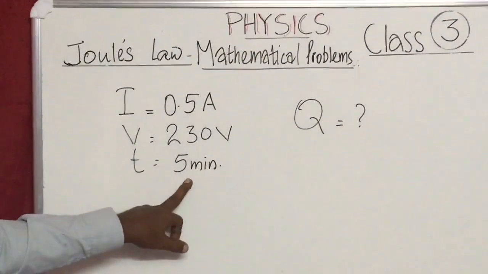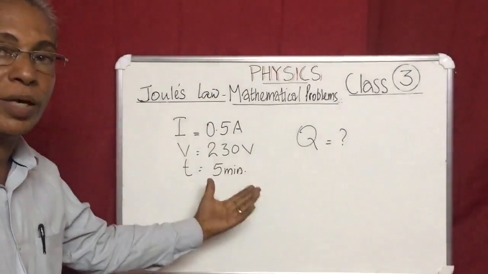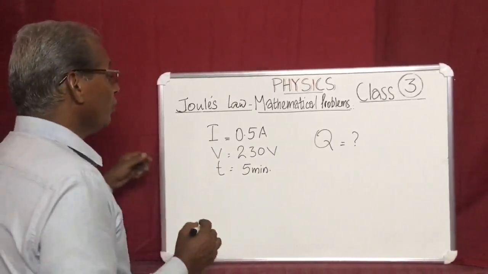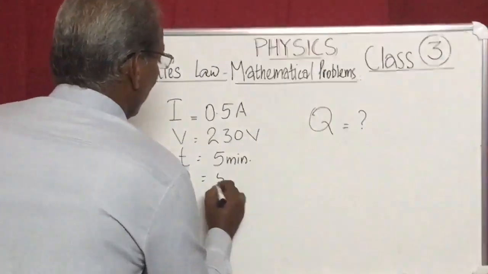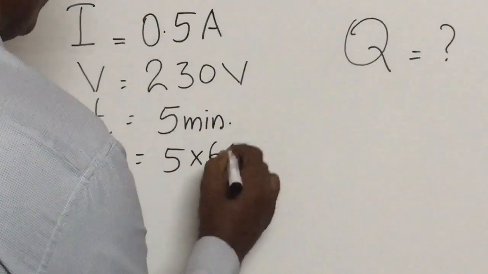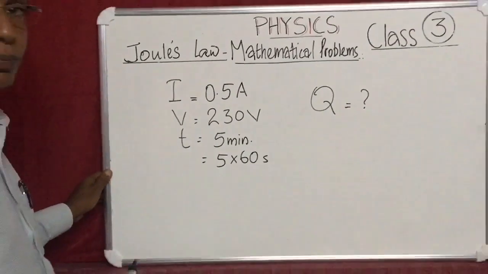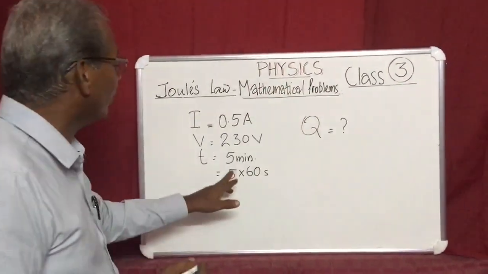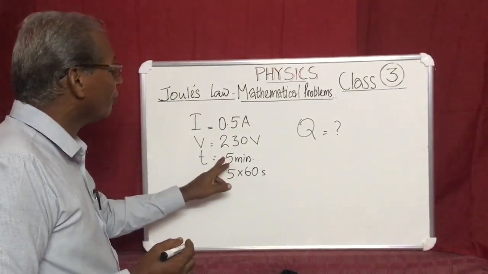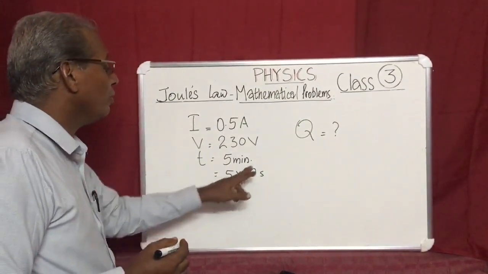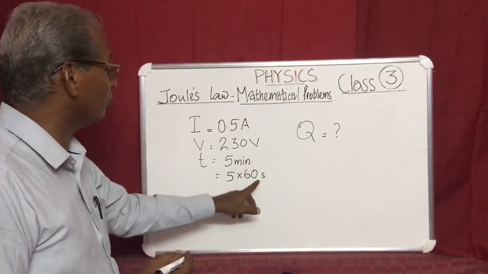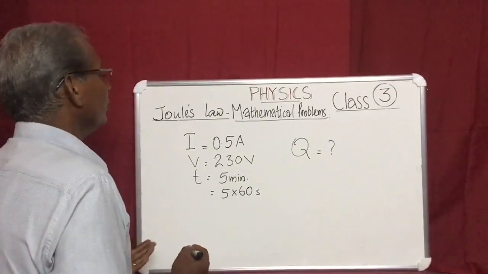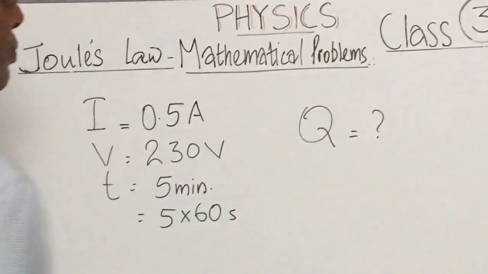Don't stop with 5 minutes. You have to convert this to the basic unit of time, that is second, as I told you. So we can write here itself 5 into 60 seconds. You can simplify here or there in the problem, no problem. But don't forget to write immediately after 5 minutes as 5 into 60 seconds, because second is the unit of time we require. Now we have to calculate Q.